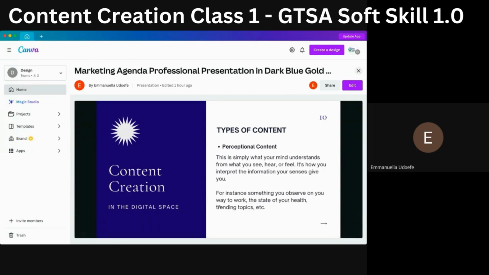Here we have perceptional content. This is basically what you see, okay, no, what you understand from what you see, or what you hear, or what you feel. It's how you interpret the information that your senses give to you. For instance, like I said, trending topics.